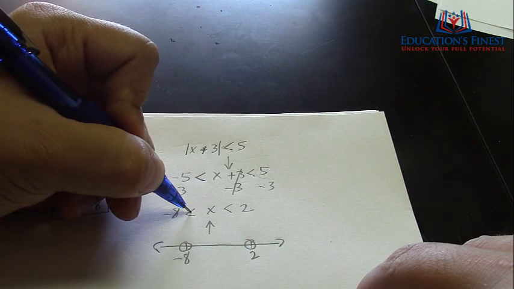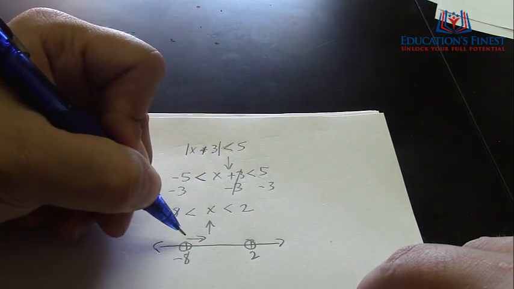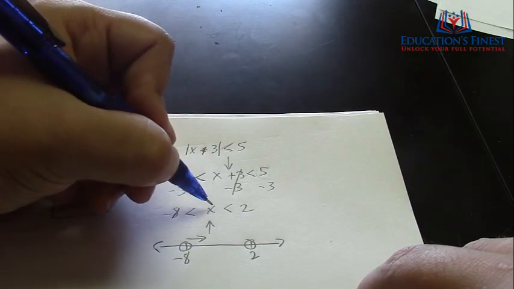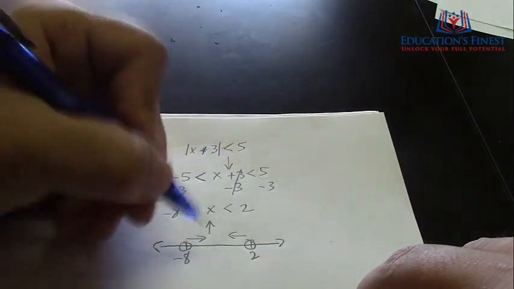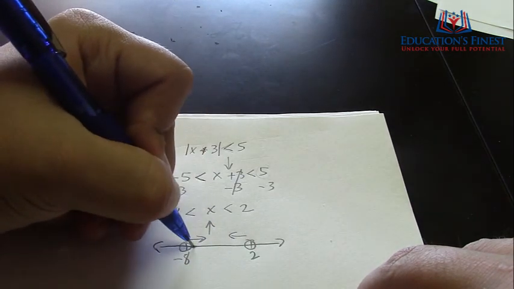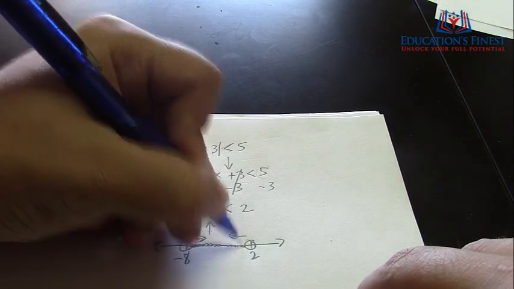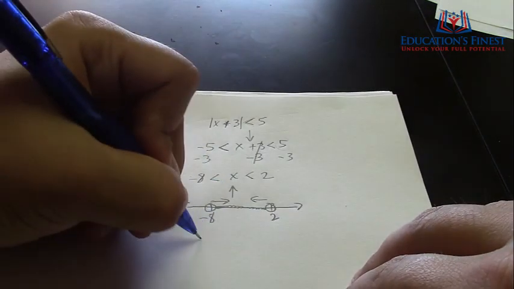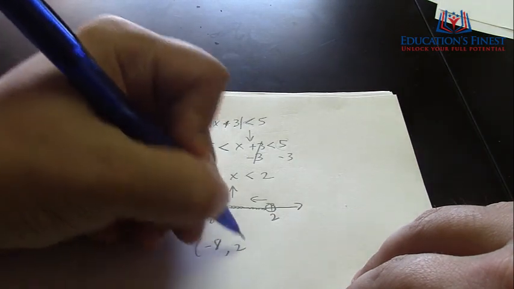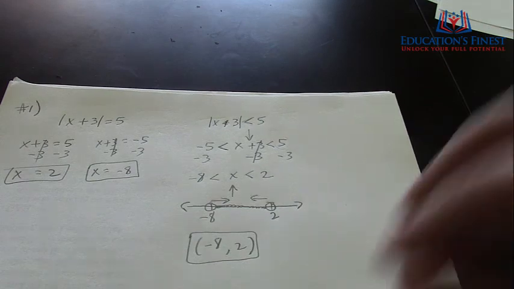So x is greater than negative 8. So greater than negative 8 is like that. And x is less than 2, like that, okay? So that is your answer. So your interval notation here would be negative 8 to 2.